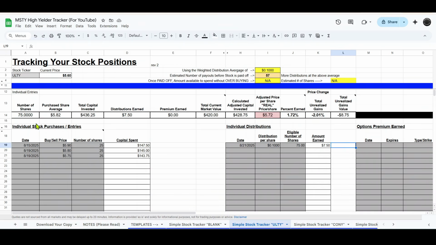We have a purchased share average over here of that same 5.82, the same as we had before. But notice, now our average price per share is 5.72. And why is that? Because the distribution amount has now been populated with the $7.50 that we earned for our first week on my 75 shares. So that does help. And I don't know about you, but 5.72 is a whole lot better to look at than 5.82 when we're looking at a current price of 5.60. Neither one is too bad, both are really good, but 5.72 is better. So I'll take it. And that's why I like to use this sheet.